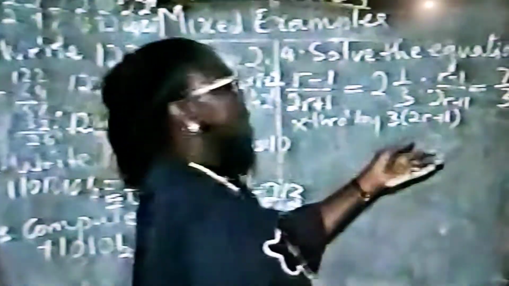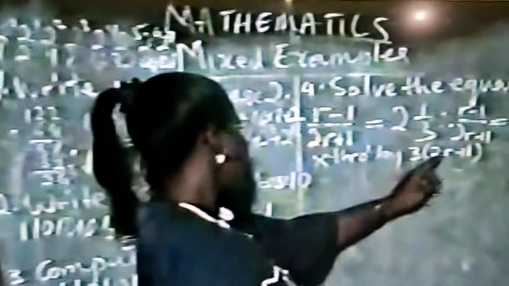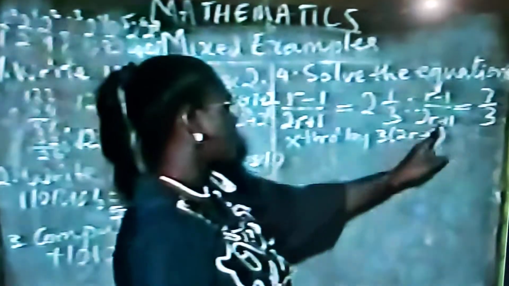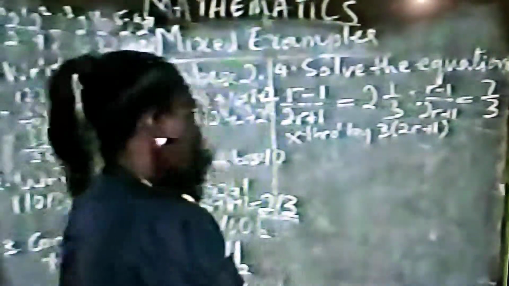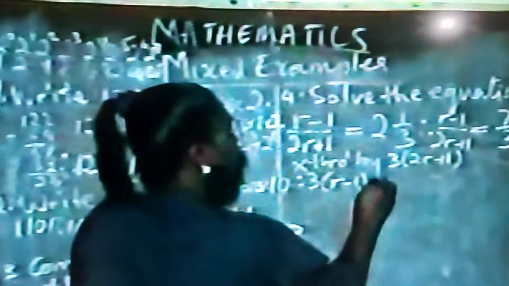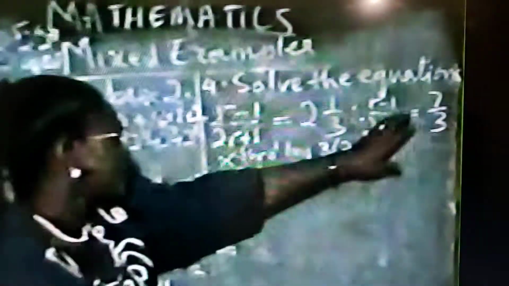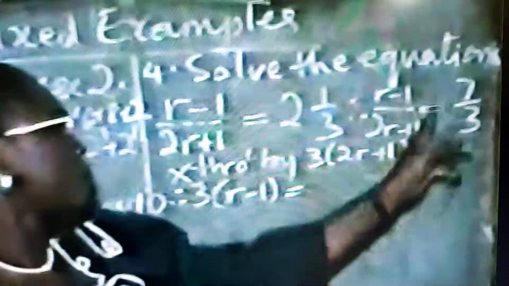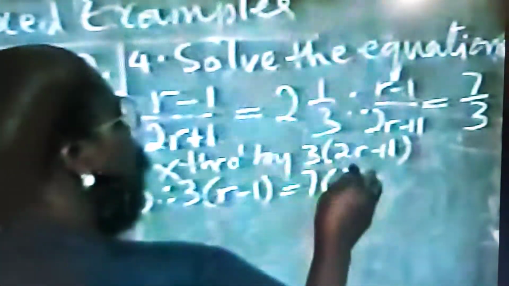Now, if you cross multiply, you still get the same answer. Here, if you multiply this fraction by 3 into 2r plus 1, 2r plus 1 will cancel. You'll be left with 3. And then 3 will have to multiply the numerator. Therefore, you have 3 into r minus 1 is equal to, now here again, if you multiply this fraction by the LCD, 3 will cancel, you will be left with 2r plus 1. So you have 7 times that is equal to 7 into 2r plus 1.